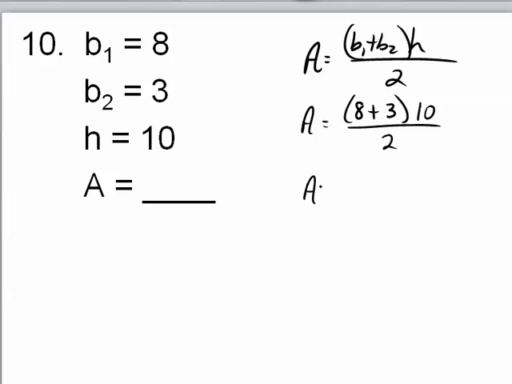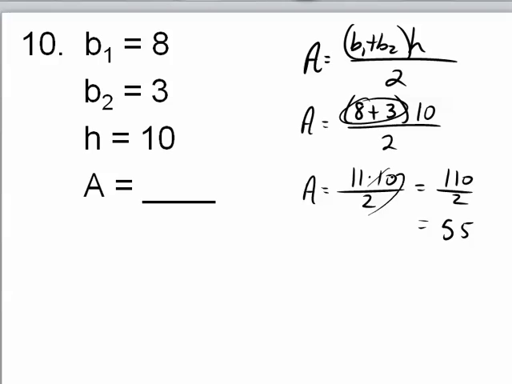So I'm just going to follow order of operations. 8 plus 3 is 11. And again, you can do 11 times 10, 110 divided by 2, and you get 55. You could divide these and do 11 times 5, and you would still get 55 square units.